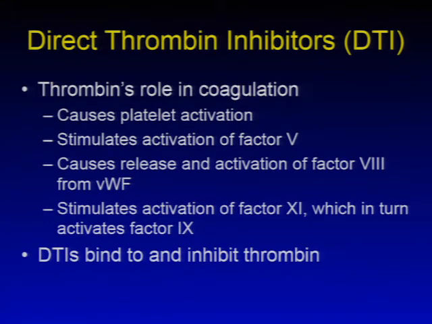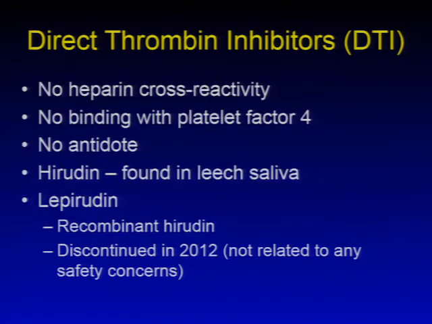Now, direct thrombin inhibitors, another class of anticoagulants. Thrombin plays a very central role in coagulation, causes platelet activation, stimulates activation of factor 5, causes release and activation of factor 8 from von Willebrand factor, and stimulates activation of factor 11, which in turn activates factor 9. So the direct thrombin inhibitors bind to and inhibit thrombin. Direct thrombin inhibitors, no heparin cross-reactivity, no binding with platelet factor 4. There is no antidote either.